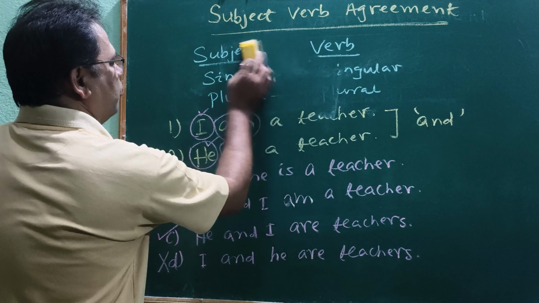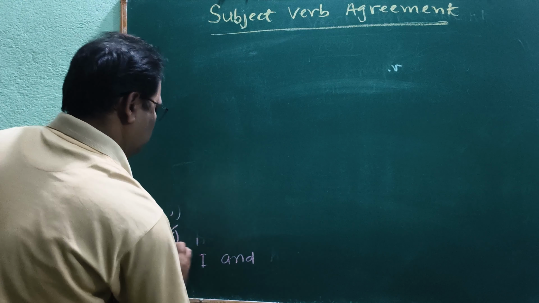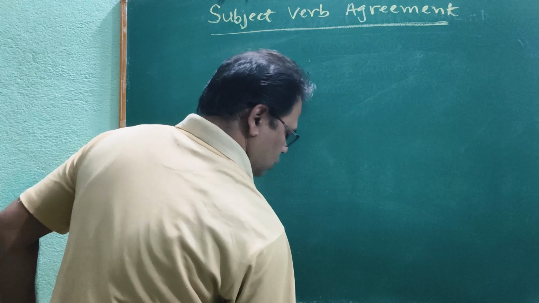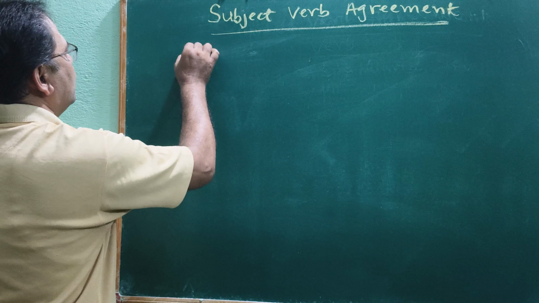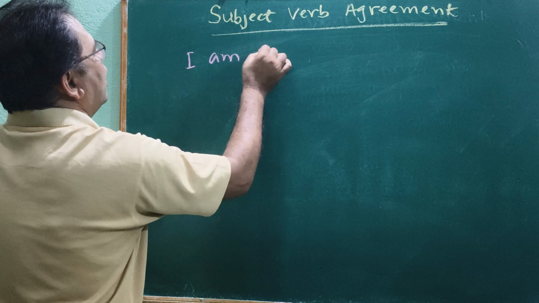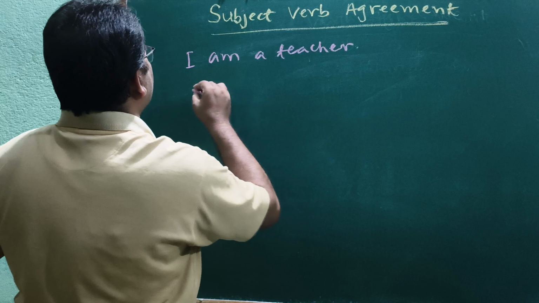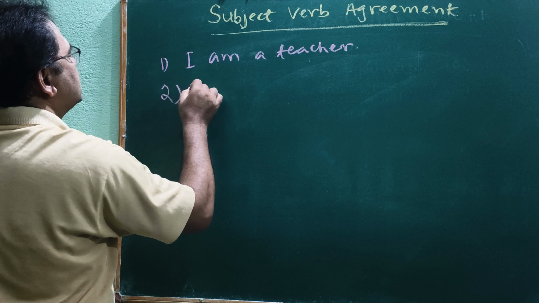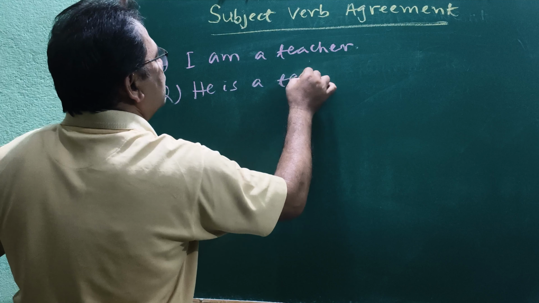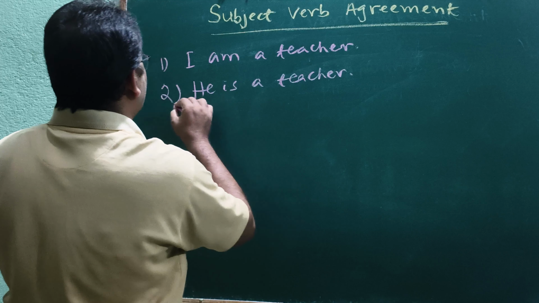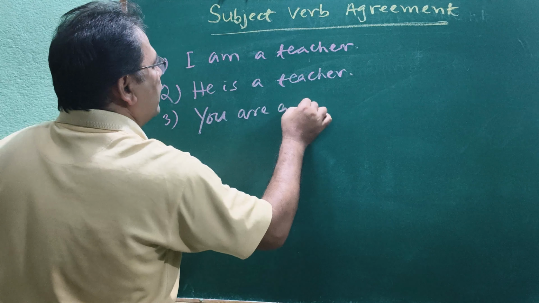So look at the blackboard. Suppose the first sentence is, I am a teacher. The second sentence is, he is a teacher. And the third sentence is, you are a teacher.